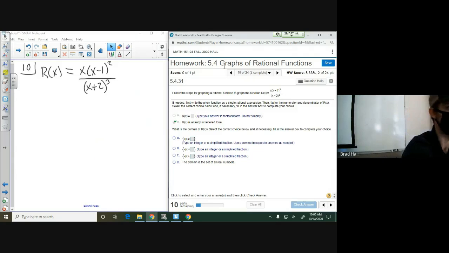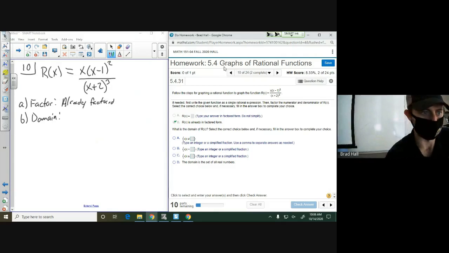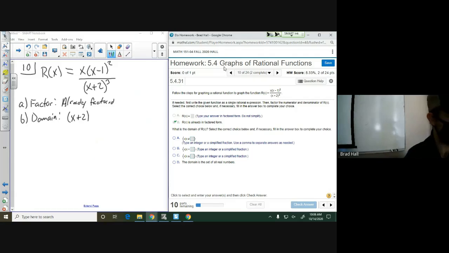Now we move on to find the domain. So A was factor, and it's already factored. D is the domain, which means we set the denominator equal to 0. So the denominator is just (x plus 2) to the third equal to 0. But since the denominator is already factored, we just have to pick up the 0 from the factor itself, which is just -2. So really, we only get x is not equal to -2.